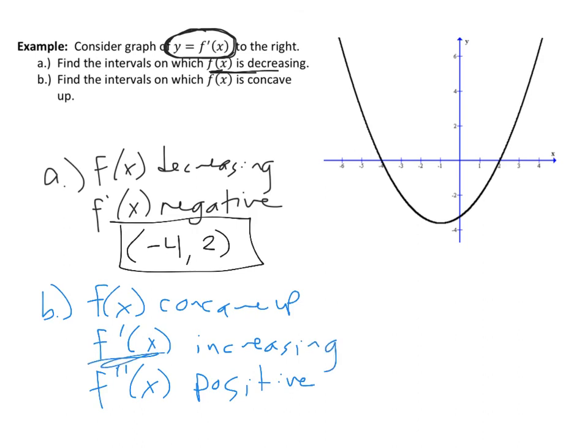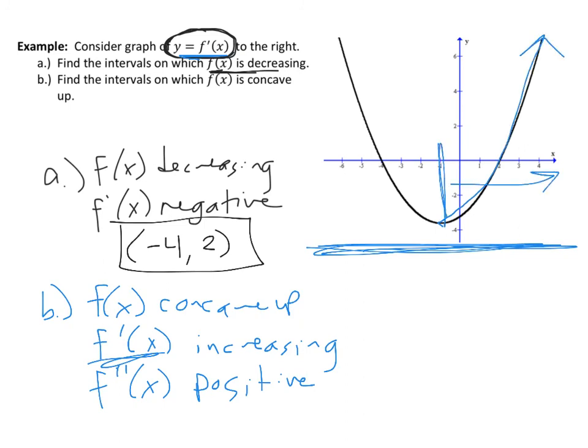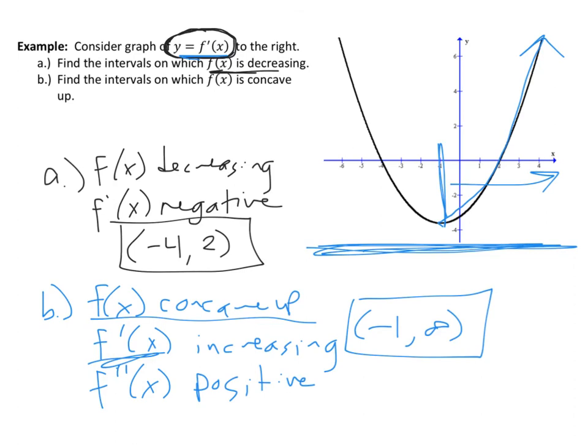Well, you happen to have a picture of the derivative right here. Where is this derivative increasing? Isn't it increasing right there? So in other words, from -1 onward? Great, so from -1 to infinity. That's where our function is going to be concave up.